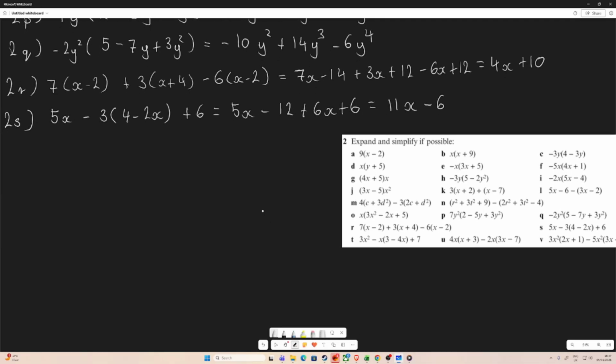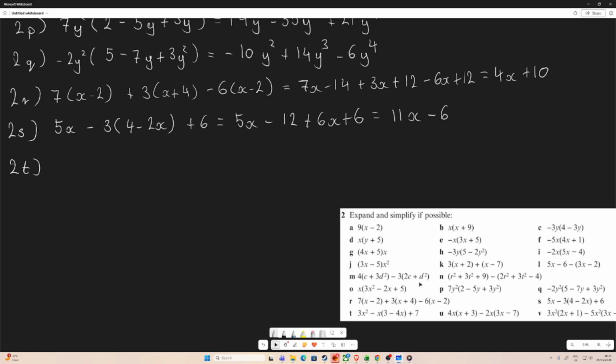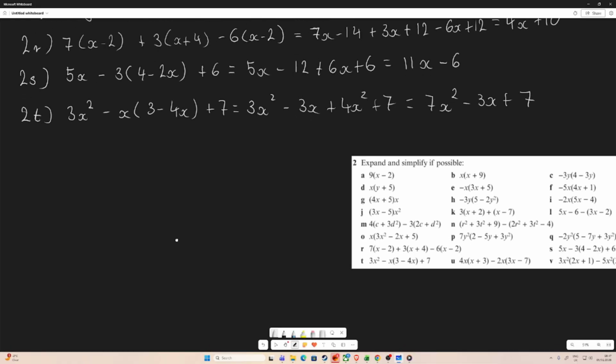Okay, so to t. What do we have? So we have 3x squared minus x times 3 minus 4x plus 7. Let's expand, so 3x squared minus 3x plus 4x squared plus 7. So that is 7x squared minus 3x plus 7.